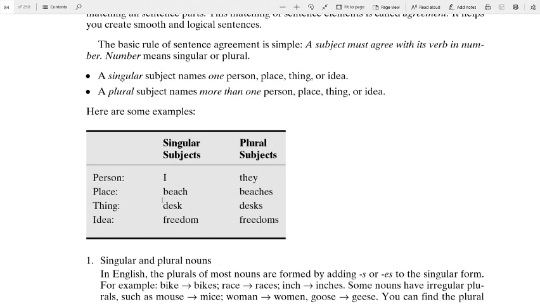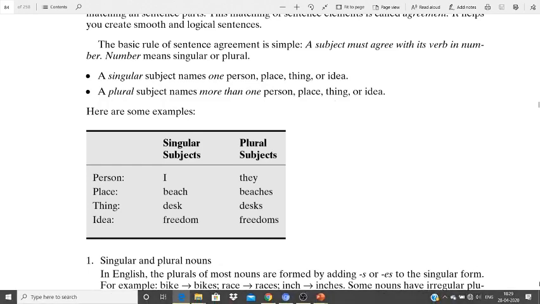If the sentence is in present indefinite or simple present, all the subjects behave like plural subjects. Okay, only third person singular takes s or es after the verb. Acha, a singular subject names one person, place, thing, or idea, and a plural subject means more than one person, place, thing, or idea. So this is clear.